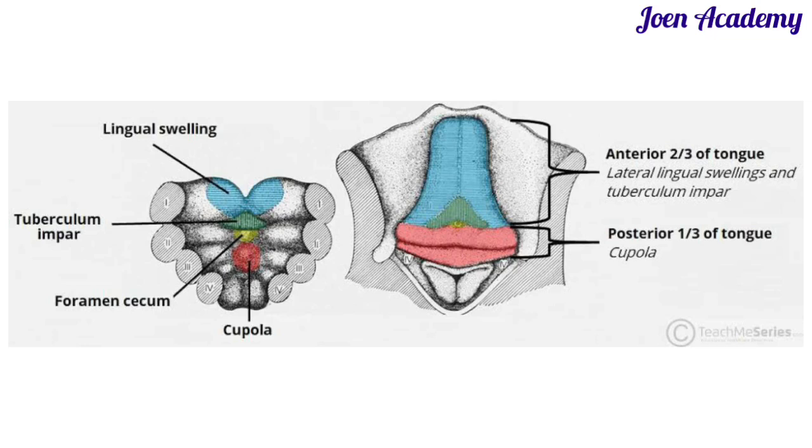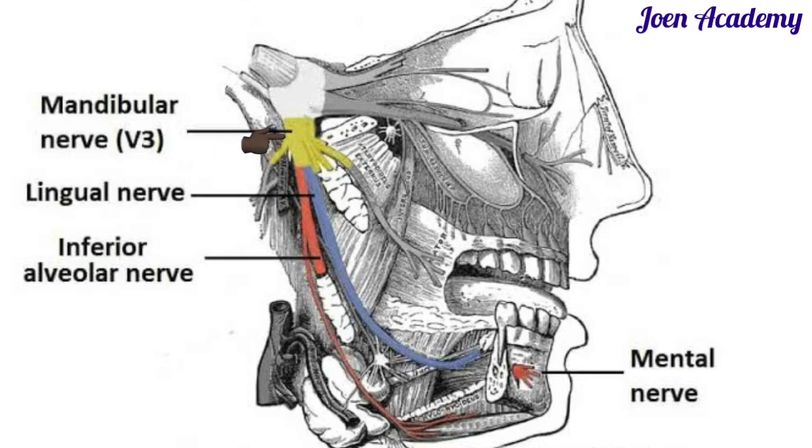Since the mucosa that overlies this area of the tongue, I mean the anterior 2/3 of the tongue, has its origin from the first pharyngeal arch, it receives its sensory innervation from the mandibular branch of the 5th cranial nerve, which is the trigeminal nerve.